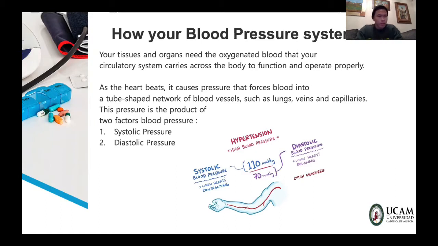When your heart beats, the pressure on the walls of your arteries is called the systolic pressure. And when your heart relaxes between each beat, the pressure on your artery walls is called the diastolic blood pressure. While your blood pressure may change throughout the day, it should be less than 120 mercury for your systolic pressure and less than 80 mercury for your diastolic pressure. We're going to see why these numbers are really important for you.